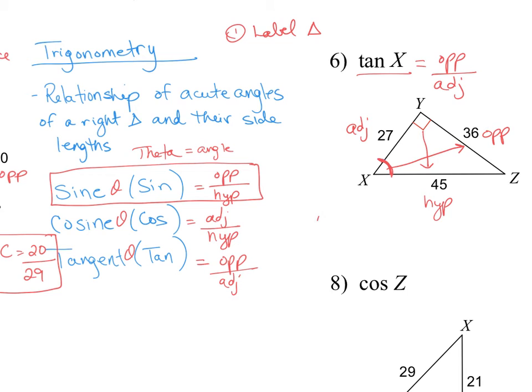So to find that value of tangent x, I'm just going to fill in the values of the opposite side, which is 36, and the adjacent side, which is 27. Now, you may see this as a smaller number because I can reduce this fraction because they're both divisible by 9. So this would also equal, if I reduced it, a value of 4/3. But that's all we're looking for in this particular case. We're just looking for the value of the function, and that is the fraction.